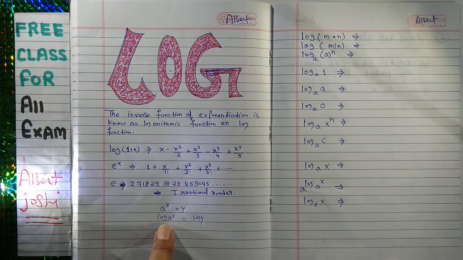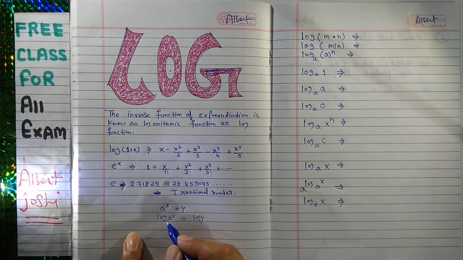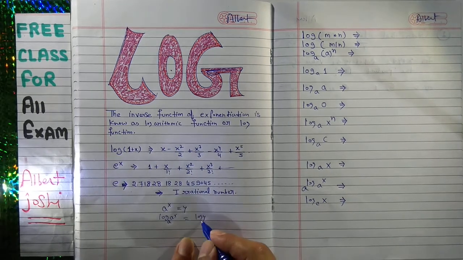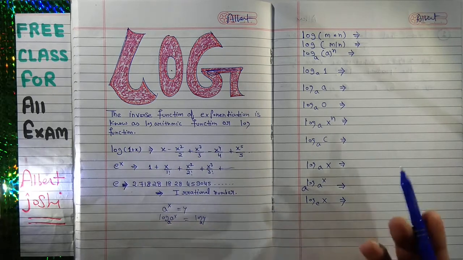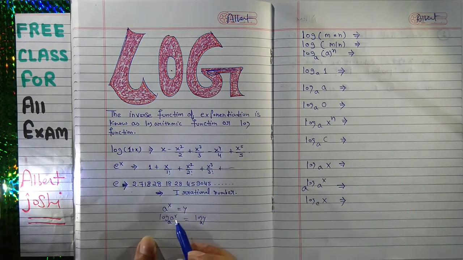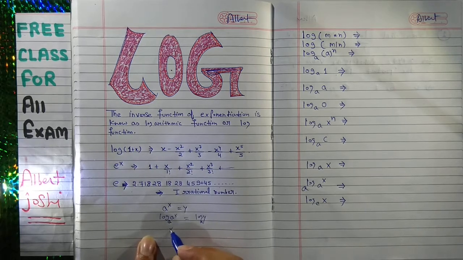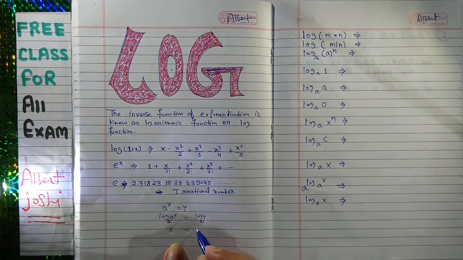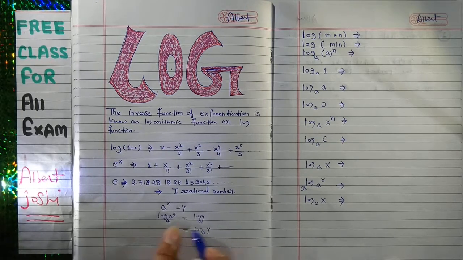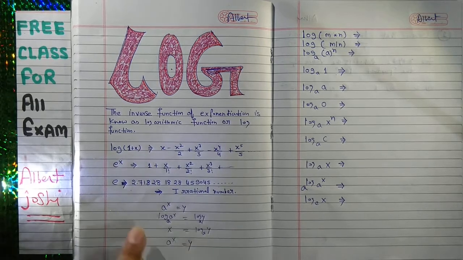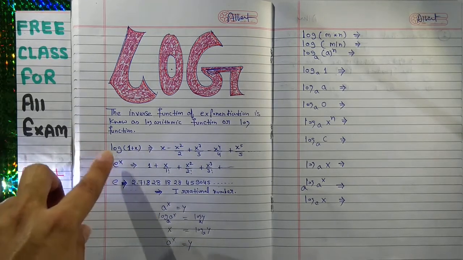Suppose the base is a. Suppose you can take anything. In this condition, there is a formula we will discuss after some time. So log base a of a to the power x is equal to x, and that is log base a of y. So whenever this log comes here, your a to the power x is equal to y. This is the relationship between this and this.